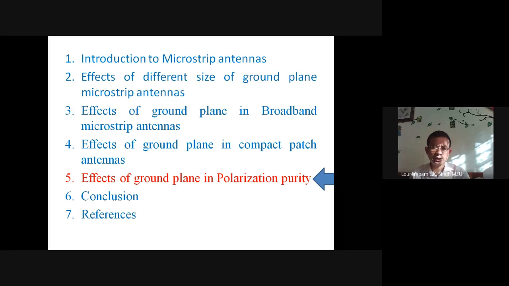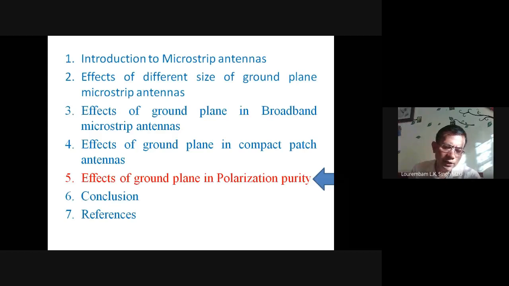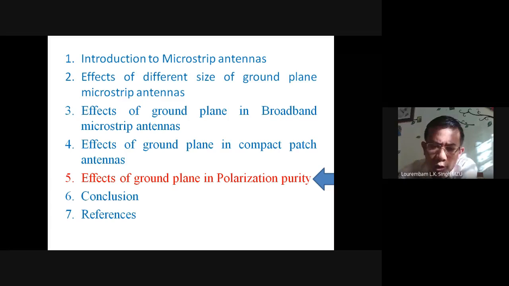Here, using the defected ground plane, we can obtain very good polarization purity. We have a lot of papers in IEEE and elsewhere on this, but here I have selected only the work done with the ground plane. Polarization purity can also be obtained with many other techniques, such as cutting something, introducing loading, or putting slots or other structures on the patch. That part I have not included. My presentation is concerned only with the effects of the ground plane, so I have selected only papers where good polarization purity is obtained because of the ground plane.